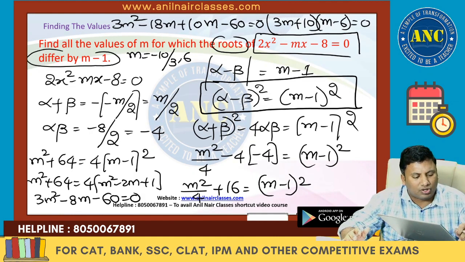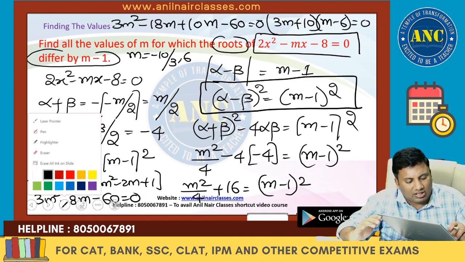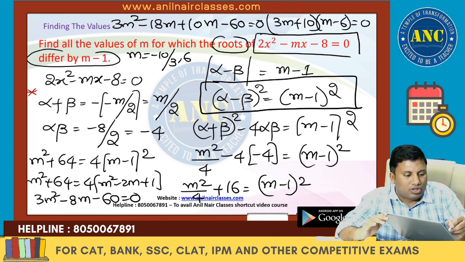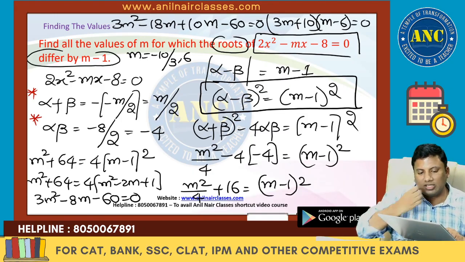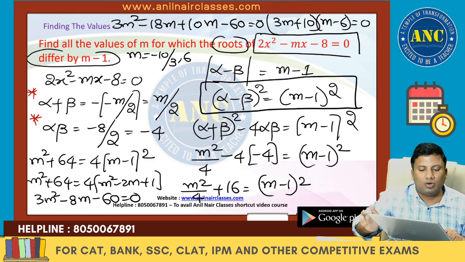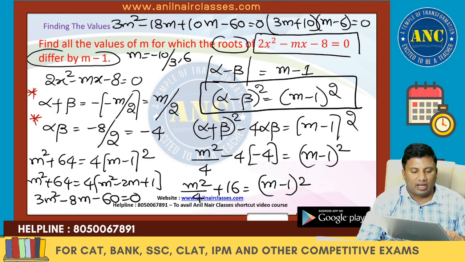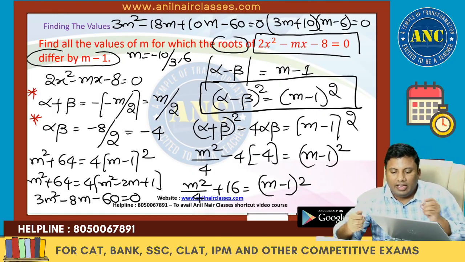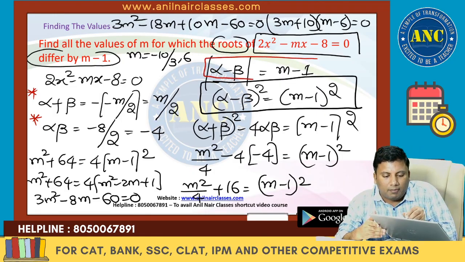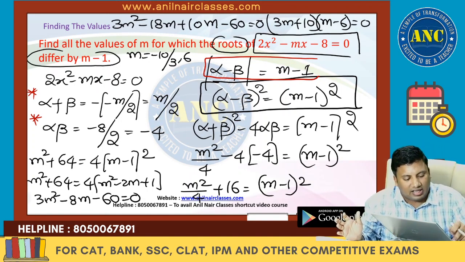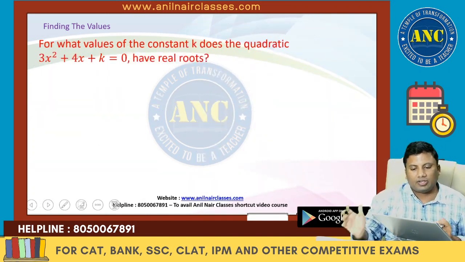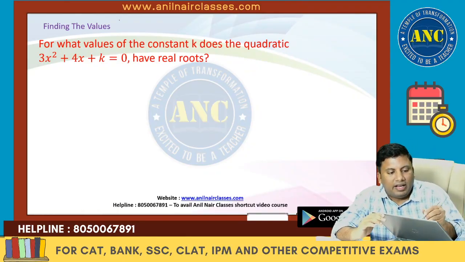Again, a simple question which uses the concept of sum of the roots and product of the roots. Sum of the roots is m by 2, product of the roots is minus 4. Difference between the roots is m minus 1. I used this concept. I hope the idea is clear. Right? Next one. Now, finding the values.